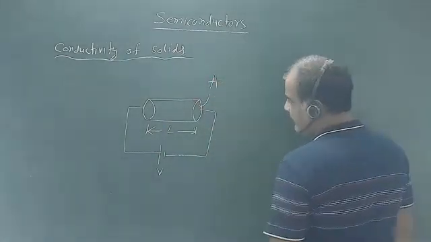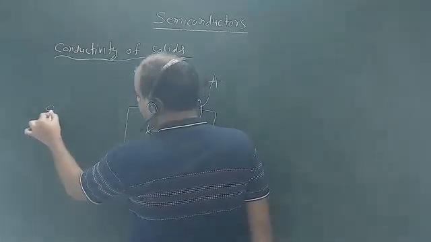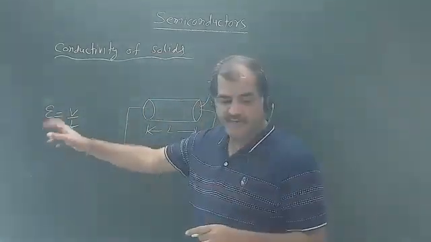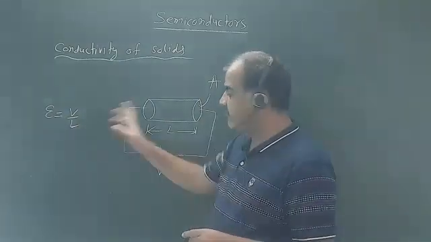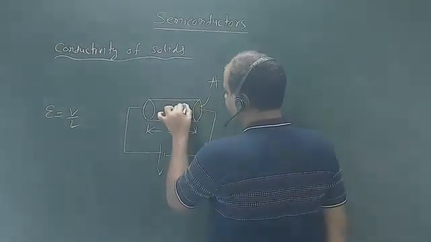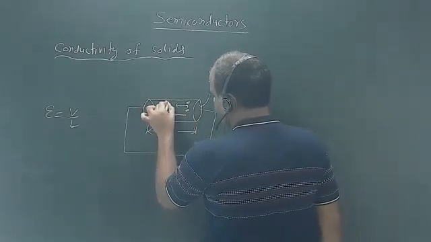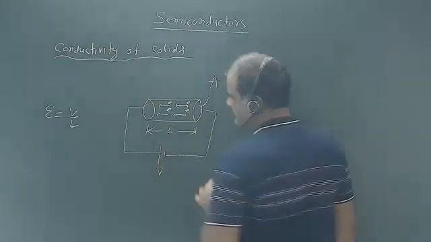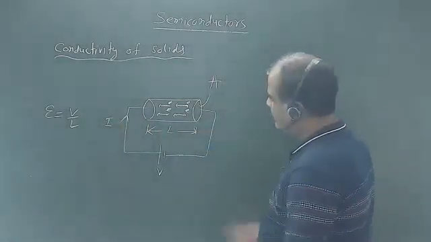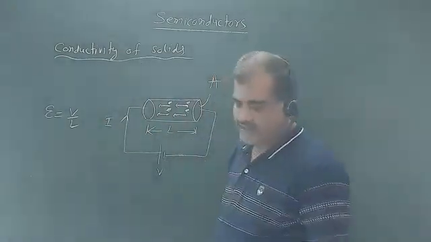So when I apply this voltage, it will create an electric field inside this material, V by L. Because of this electric field, force will be applied. Suppose in this block we have only electrons as charge carriers. As we apply voltage, there is a direction of current, and the electrons will flow opposite to the direction of current. So because of this electric field, the electrons will start flowing.